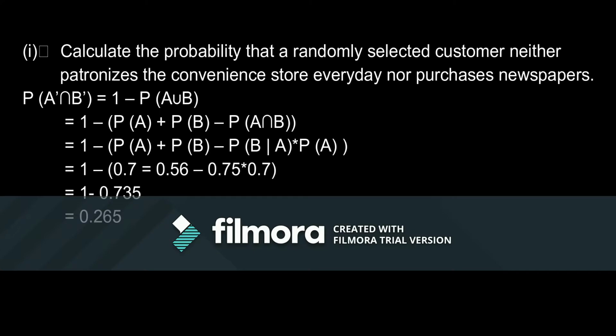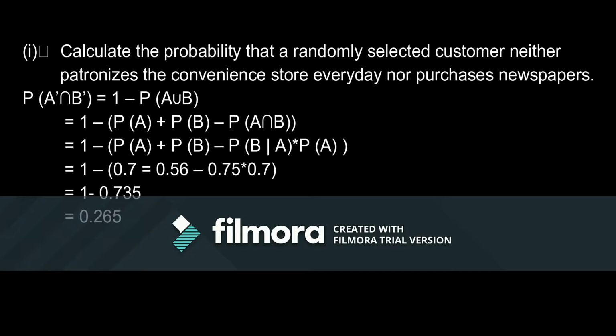For question number 1, we need to calculate the probability that a randomly selected customer neither patronizes the convenience store every day nor purchases newspapers. For this question, we can use the complementary rule. That is 1 minus the probability of the union of event A and B, so that we can exclude all the probability of event A and B. For further calculation, we can apply the addition rule and the multiplication rule for dependent events. The steps are listed below. The final answer is 0.265.